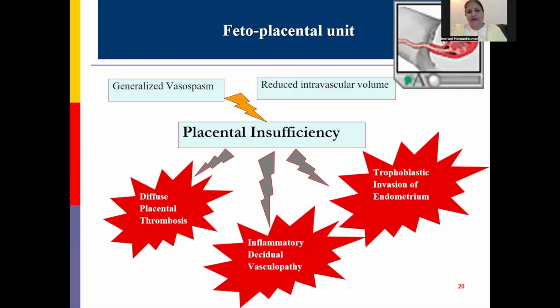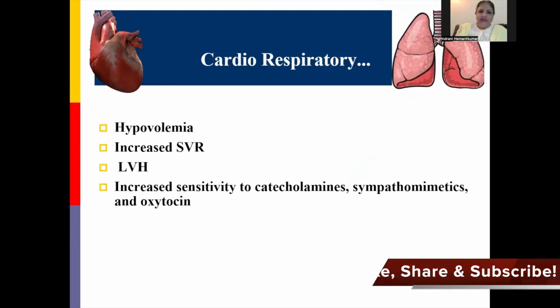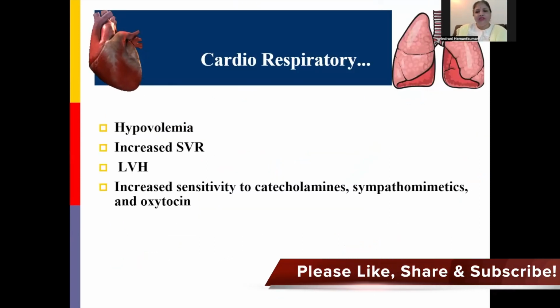So let's look one by one. What happens to the fetoplacental unit? As I said, because of the generalized vasospasm and the reduced intravascular volume, there is placental insufficiency, and because of that, there can be diffuse placental thrombosis, inflammatory decidual vasculopathy, and trophoblastic invasion of the endometrium. Intraplacental hypertension can lead to placental abruption, fetal growth restriction, and premature delivery, all of which can lead to IUFD. So that and oligohydramnios.